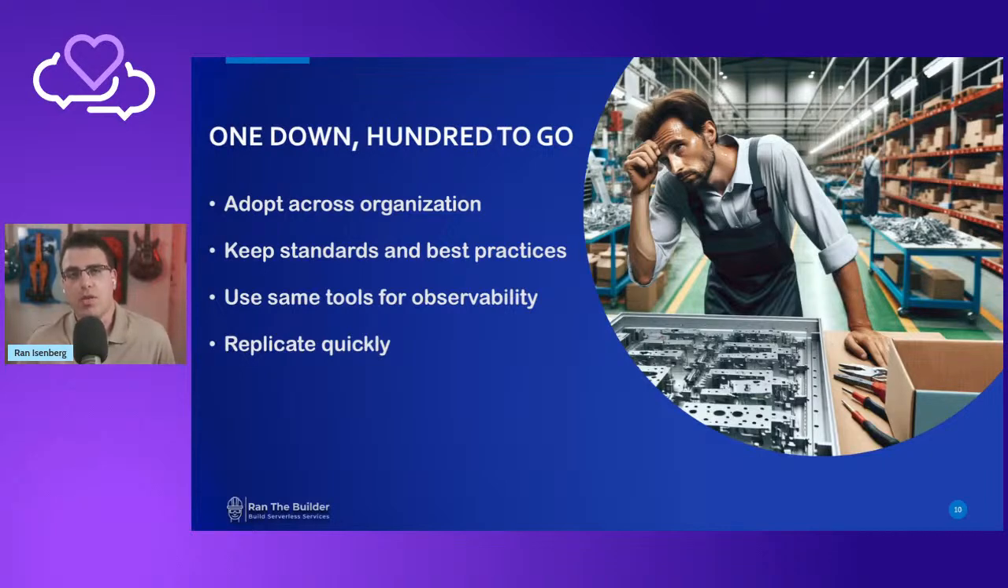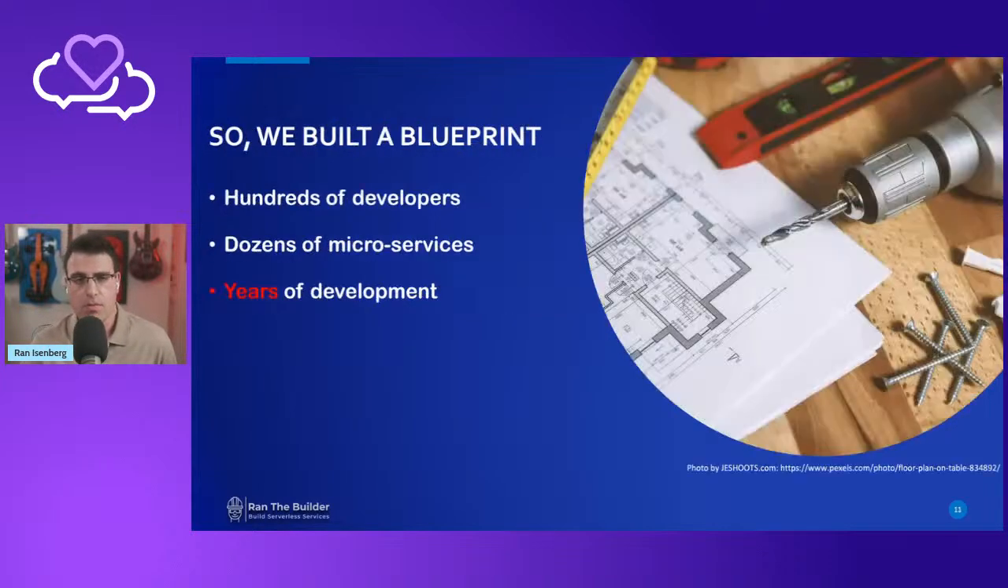How do we keep the standards and all the best practices that we've learned and understood until this point? How do we use the same tools for observability, the same layers of observability, and how do we do that quickly? So our solution is to basically build a blueprint, or a template, if you like, but blueprint is a nicer name. And that's what we did. And until this point, it's been used by hundreds of developers, and we've created dozens of microservices, I think over 100 repositories, and I'd estimate that we've saved years of development. Seriously, years.